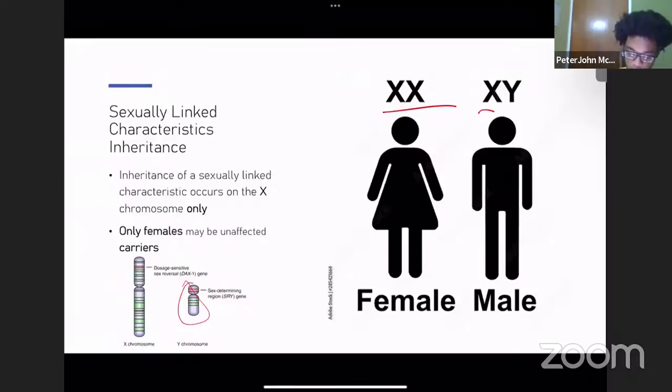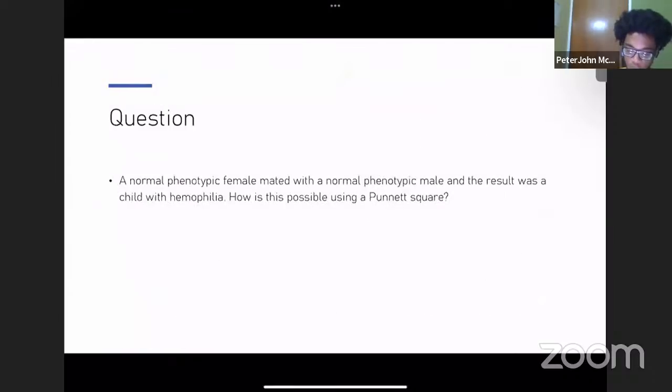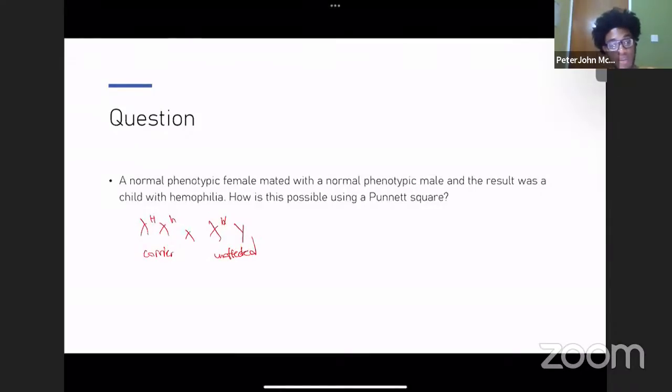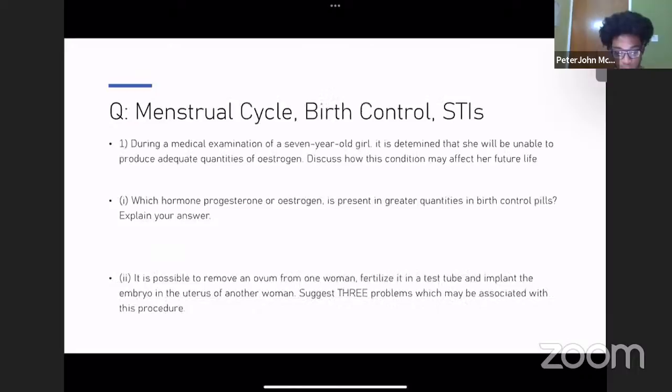So yeah, normal phenotypic female mated a normal phenotypic male, and the result was a child with hemophilia. Show how this is possible. I think we already did this one, but of course you have to have one X capital H Y. You have to have a carrier mating with an unaffected male. I'm not gonna do it again, but of course, every time that you're doing these things, follow all the steps, guys, please. So I think this is the last topic, actually.